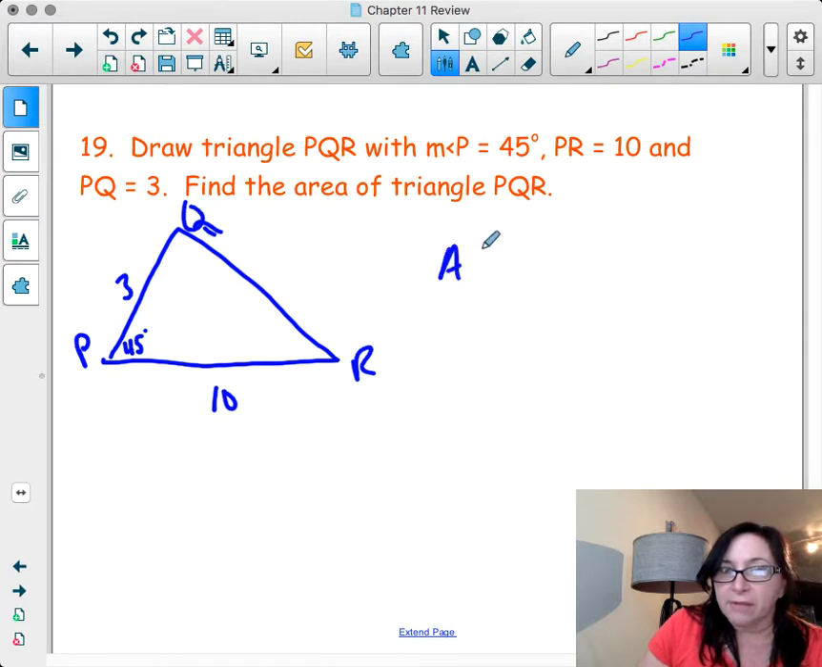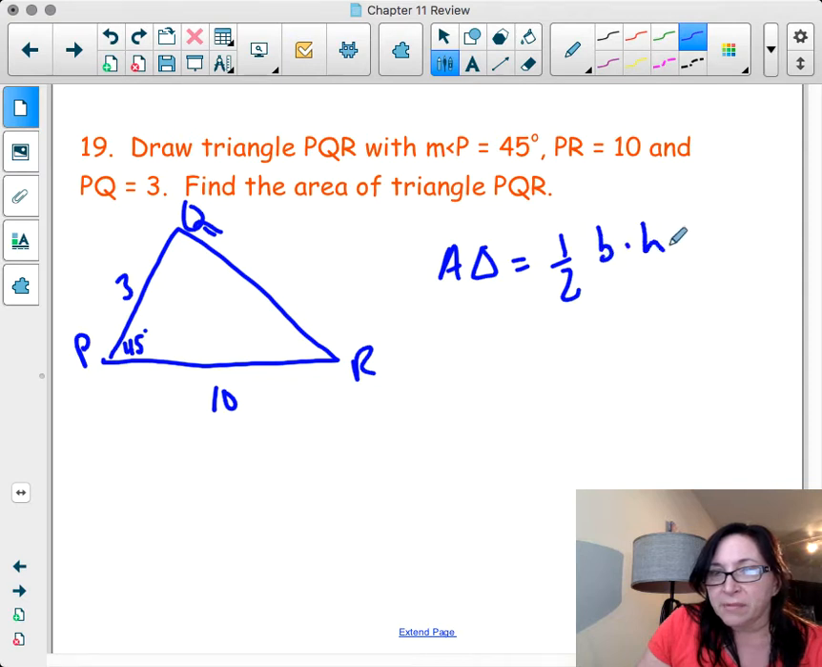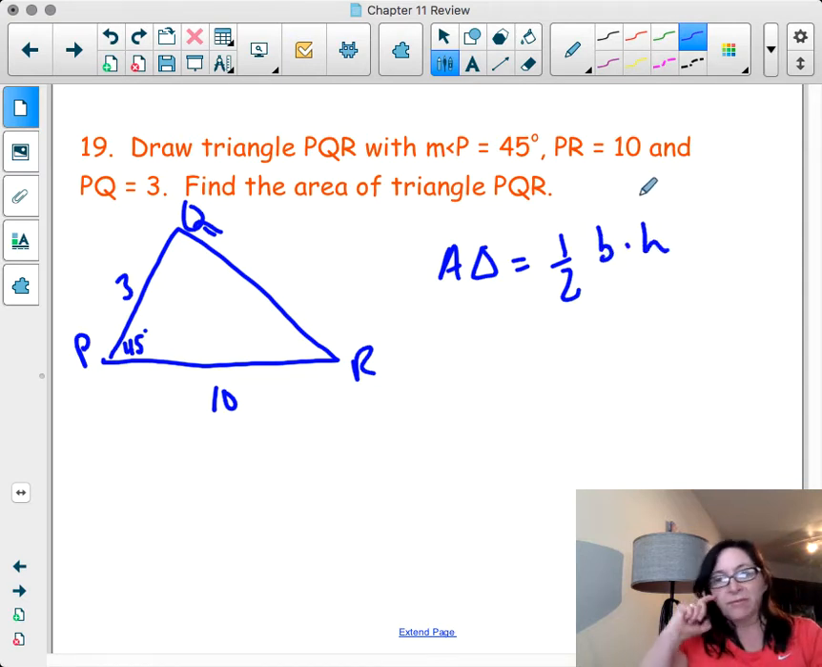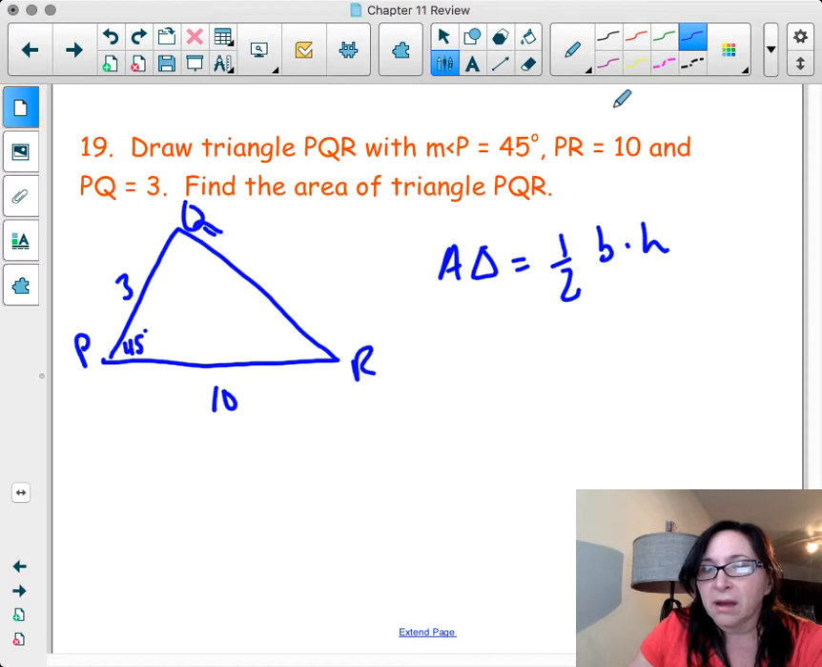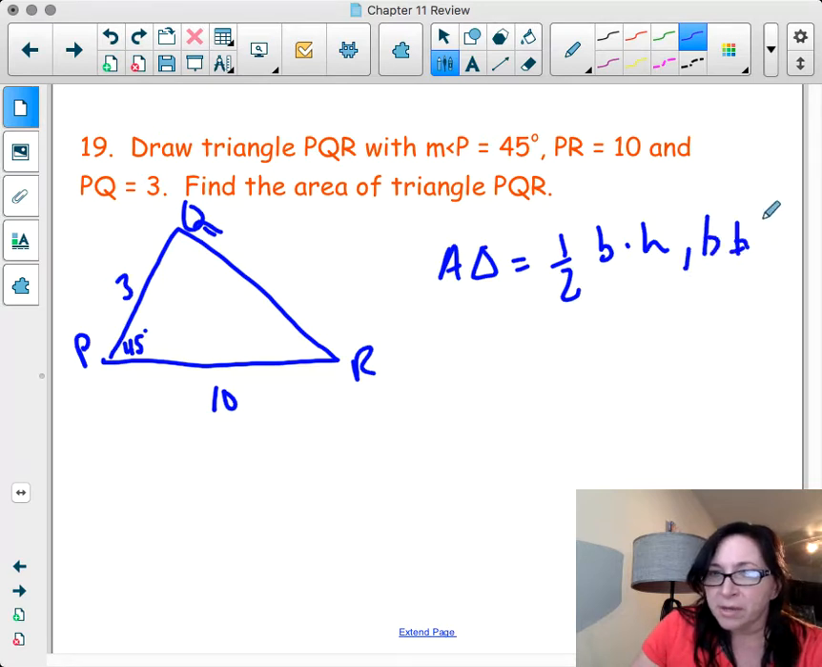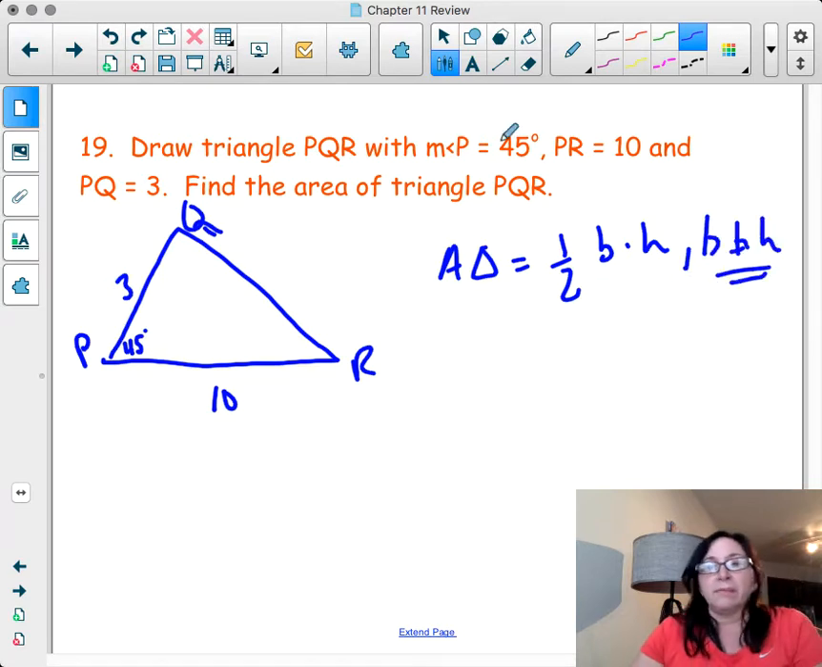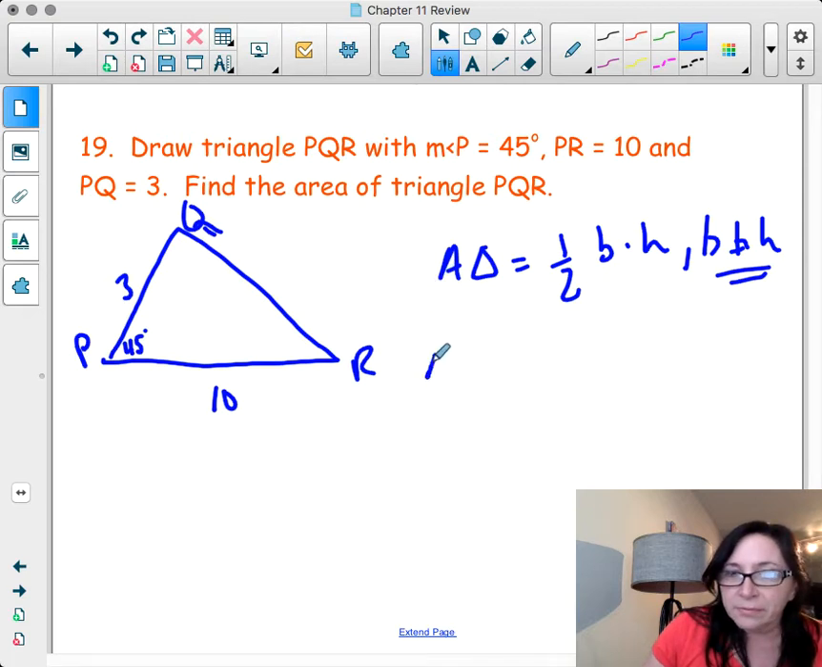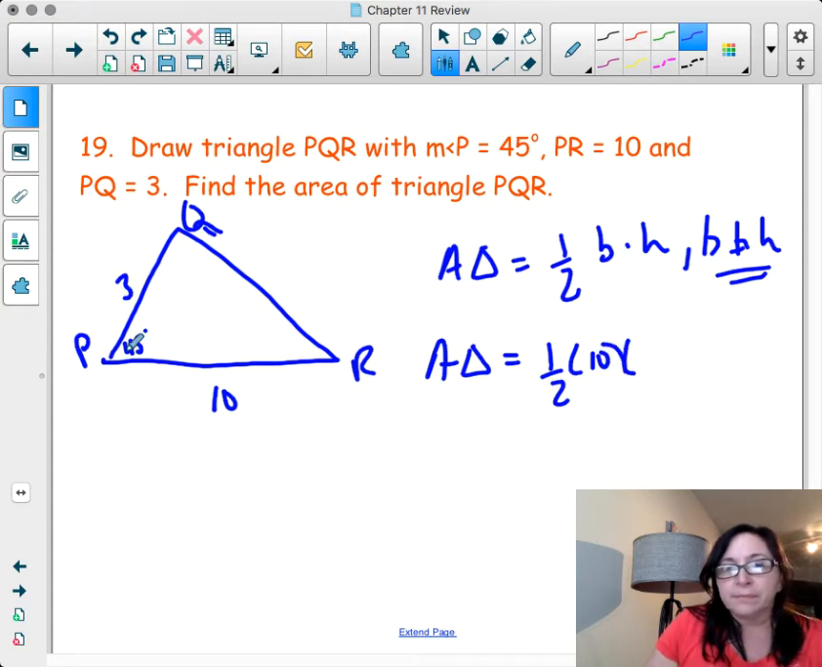So we have area of triangle PQR is 1/2 the base times the height. So what we have, it looks like, is the base if I can have a perpendicular line for my height. Because remember, for this, the base has to be perpendicular to the height. That's very important. And so area of the triangle equals 1/2 our base, which is 10. What we need to do is find the height.